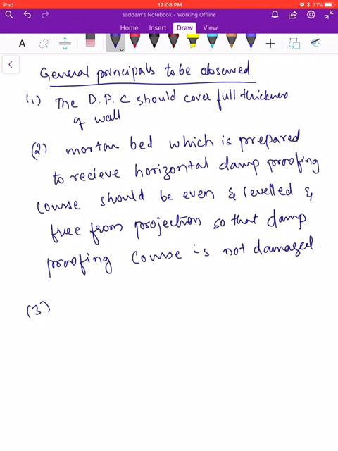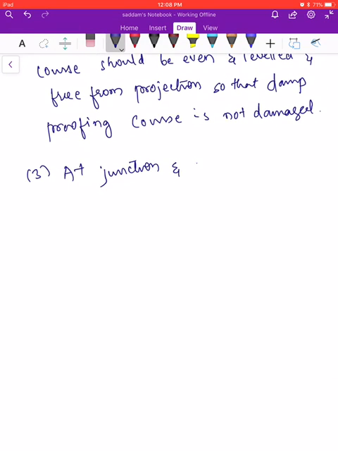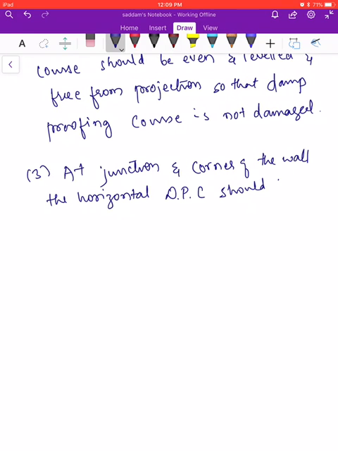Getting my point? Third one, at junction and corners of wall, the horizontal DPC should be laid continuous. At junction and corner of the wall, the horizontal DPC should be laid continuous.